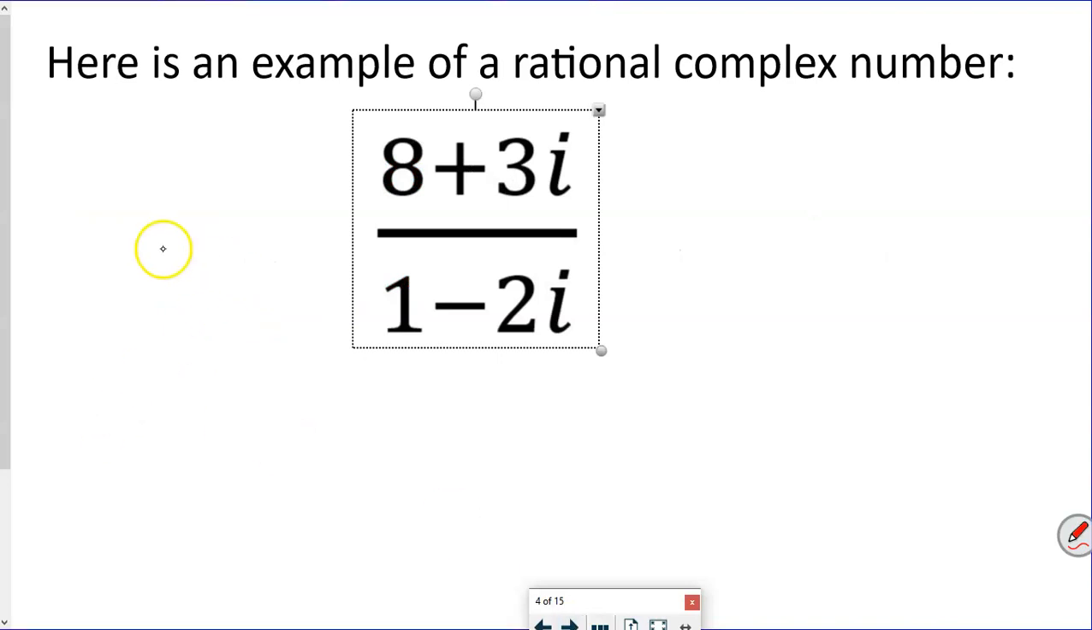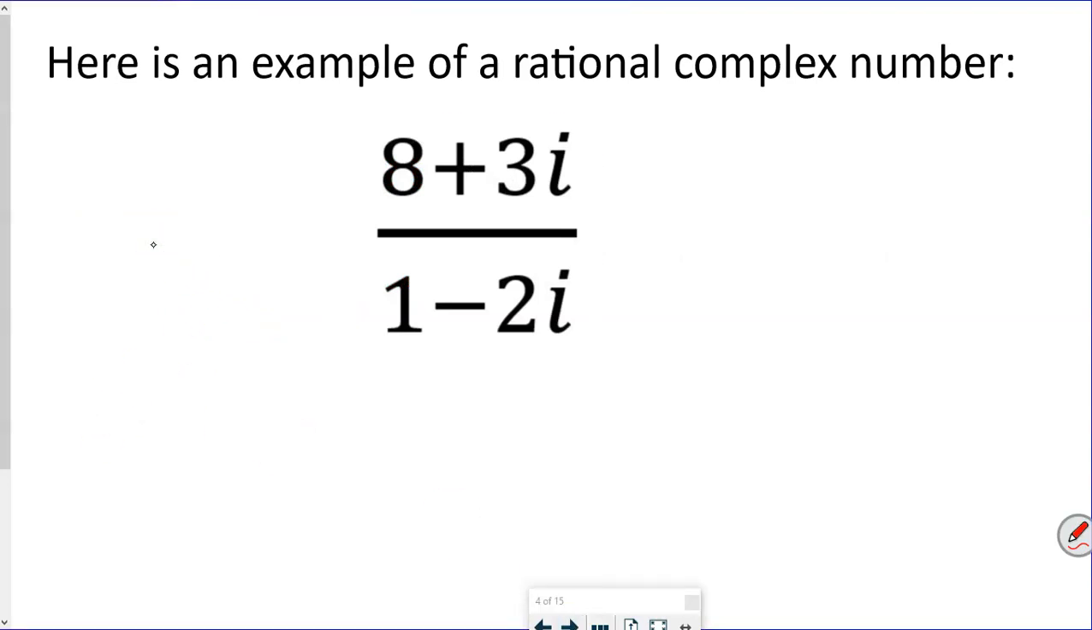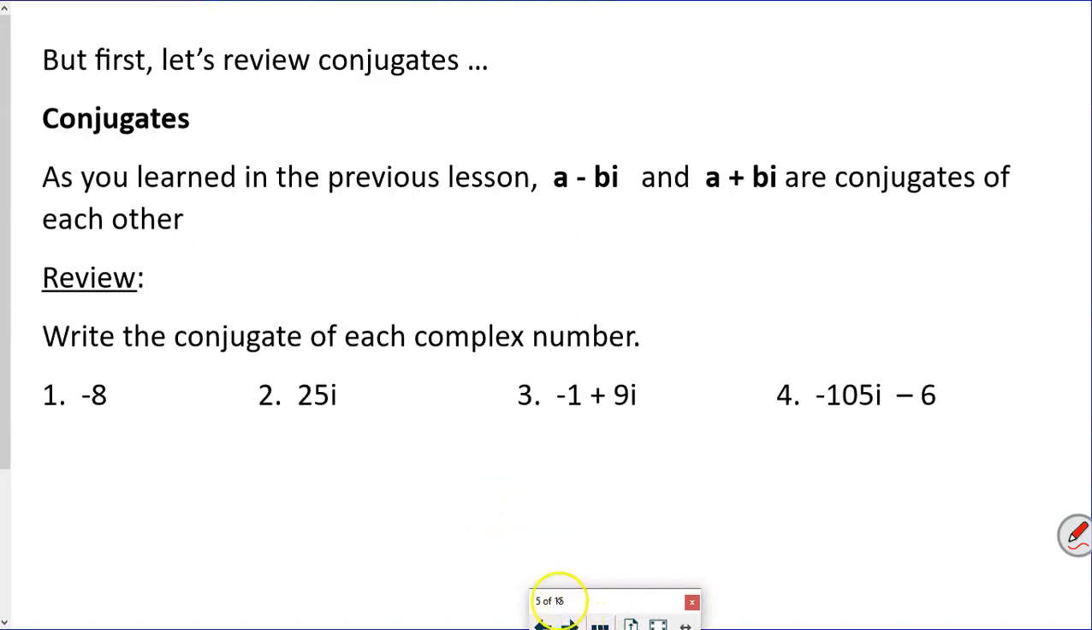Here's our first example of a rational complex number, okay? So this has imaginary in the top and the bottom, and we can't have that imaginary in the denominator, y'all. So we're going to remove it through a process, okay? But first, let's review conjugates, okay?